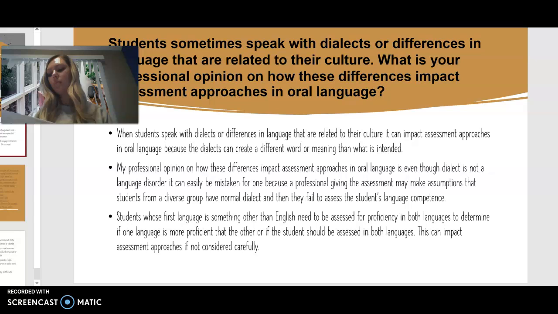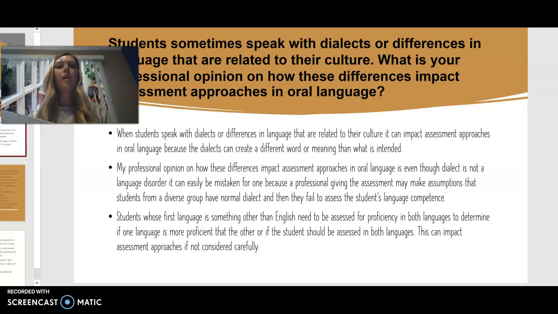The factors that influence this could be anything from race to gender, age, and context, among other factors. So that creates an impact on assessment approaches when we look into oral language, because we need to consider those things carefully.